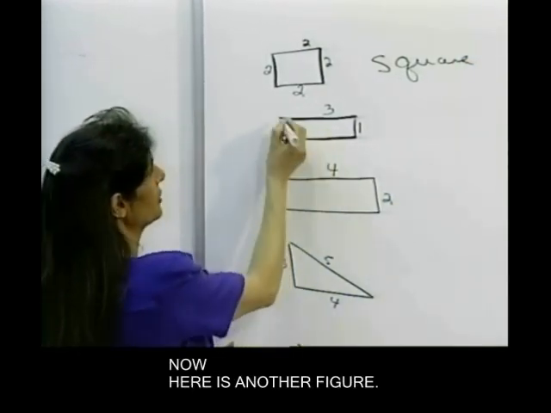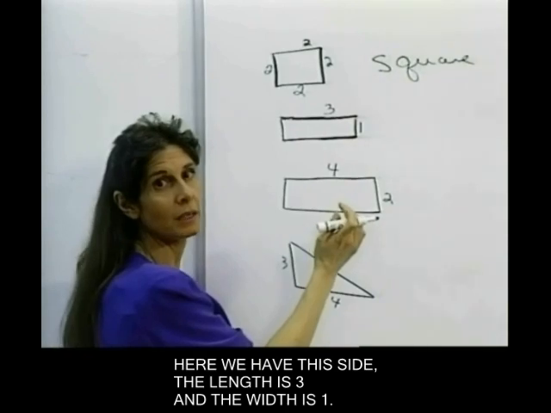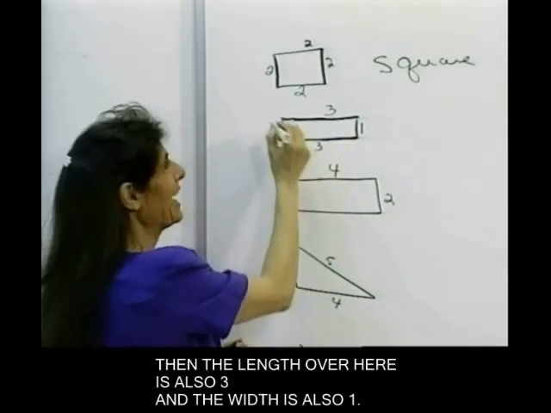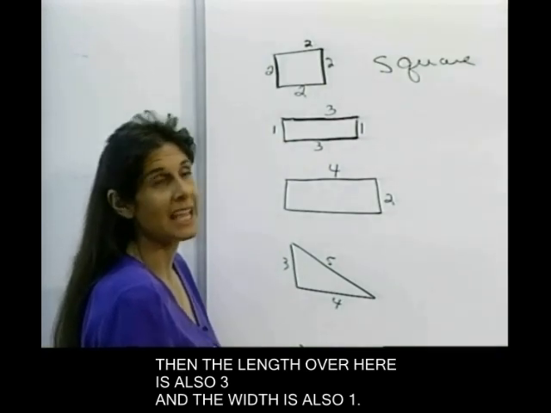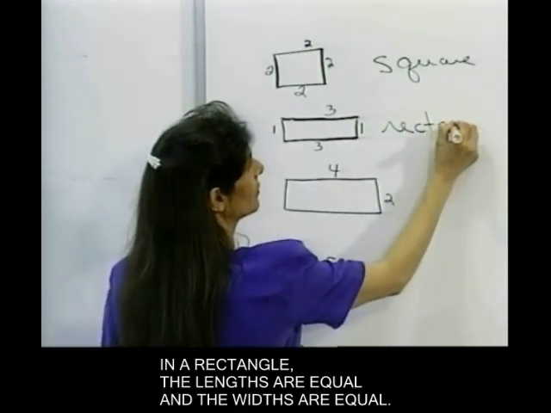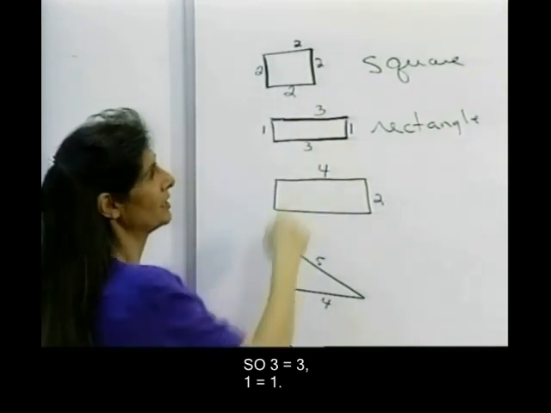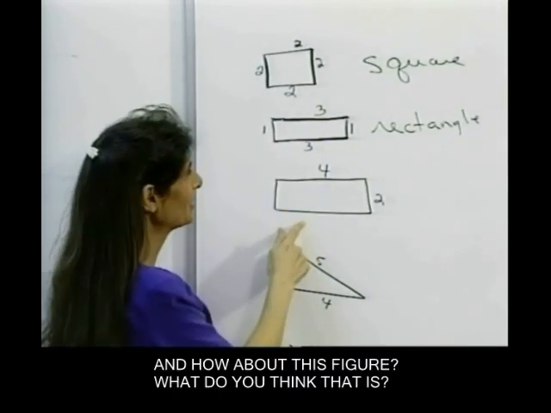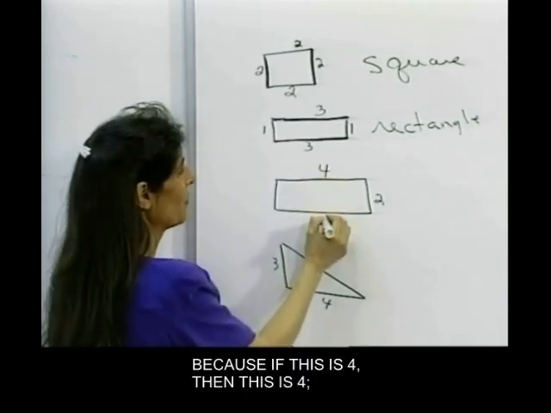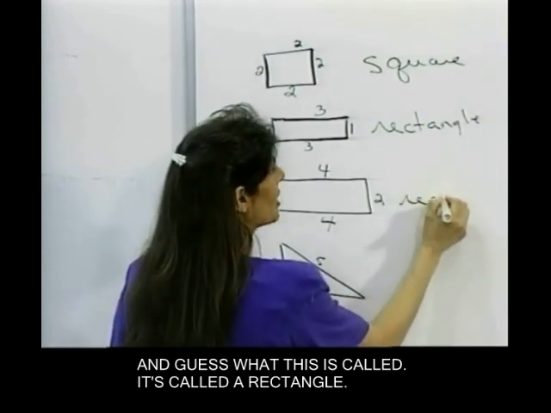Now here's another figure. Here we have this side, the length is 3, and the width is 1. Well, guess what? If the length is 3 and the width is 1, then the length over here is also 3, and the width is also 1. In a square, all 4 sides are equal. In a rectangle, the lengths are equal and the widths are equal. So 3 is equal to 3, 1 is equal to 1. And how about this figure? What do you think that is? If you said rectangle, you are correct. Because if this is 4, then this is 4. If this is 2, then this is 2. And guess what this is called? It's called a rectangle.